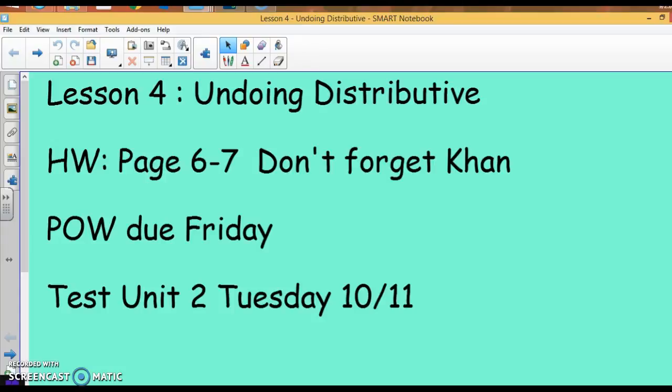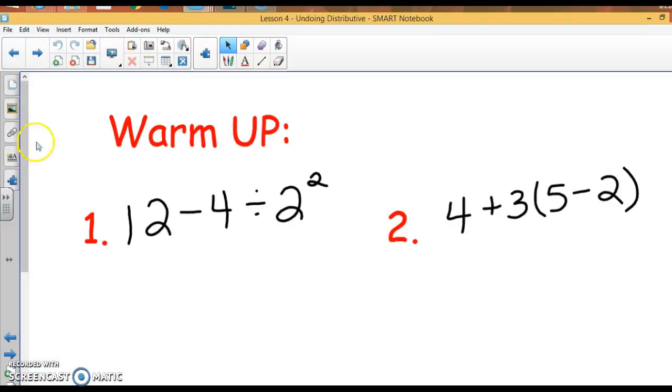The lesson we're going to talk about today is pre-algebra, Unit 2, Lesson 4. We are undoing the distributive property. The homework that goes with this is page 6 and 7. Now, let's do a little bit of a warm-up. Pause your video and do these problems.